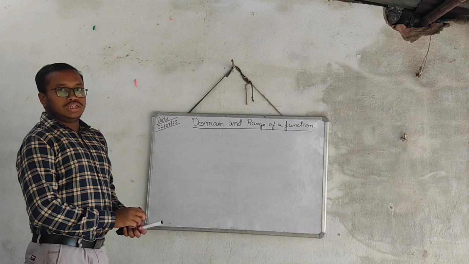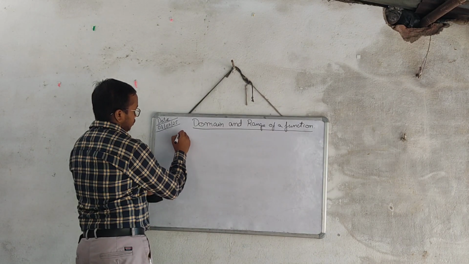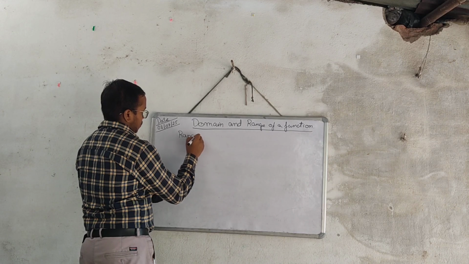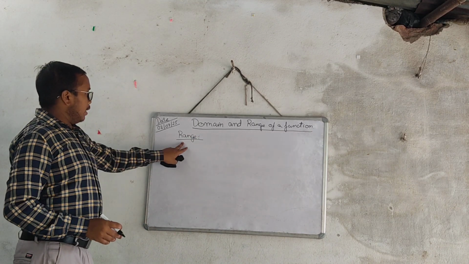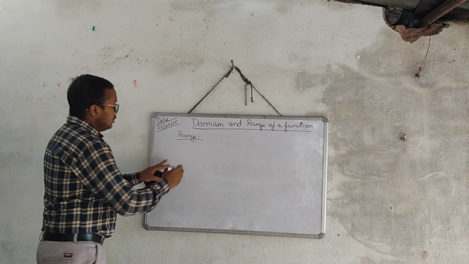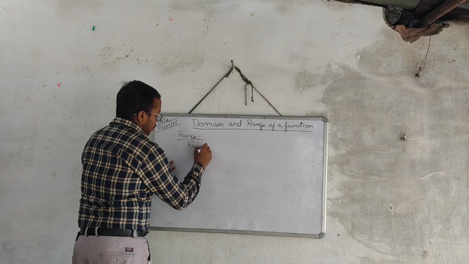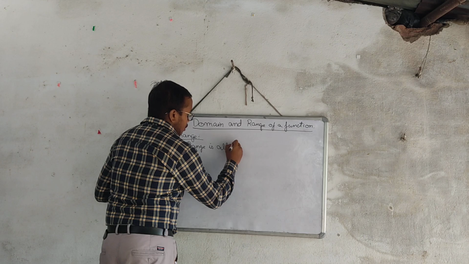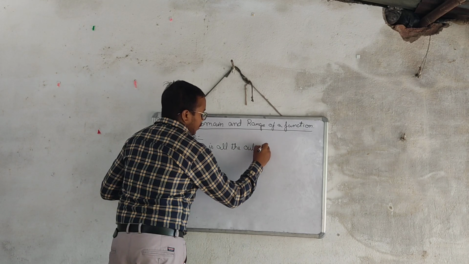Now we'll understand our second topic, which is range of a function. Here, by the word range, we will understand what is range. Range is all the outputs of a function.